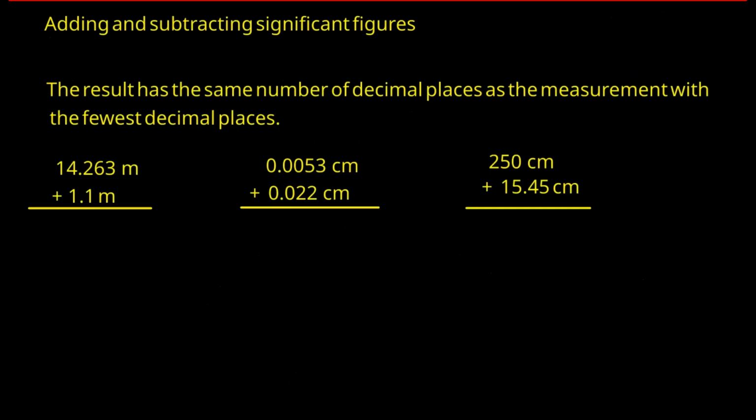The rule for adding and subtracting significant figures is that the result will have the same number of decimal places as the measurement with the fewest decimal places. So on this first one here, if I were to add, I would get 15.363. Okay, so what I need to do is line up my decimals really carefully. I have one decimal place here, so therefore my answer can only have one decimal place. So if I round this off to one decimal place, I look at this. This is greater than 5. So I get 15.4 meters.